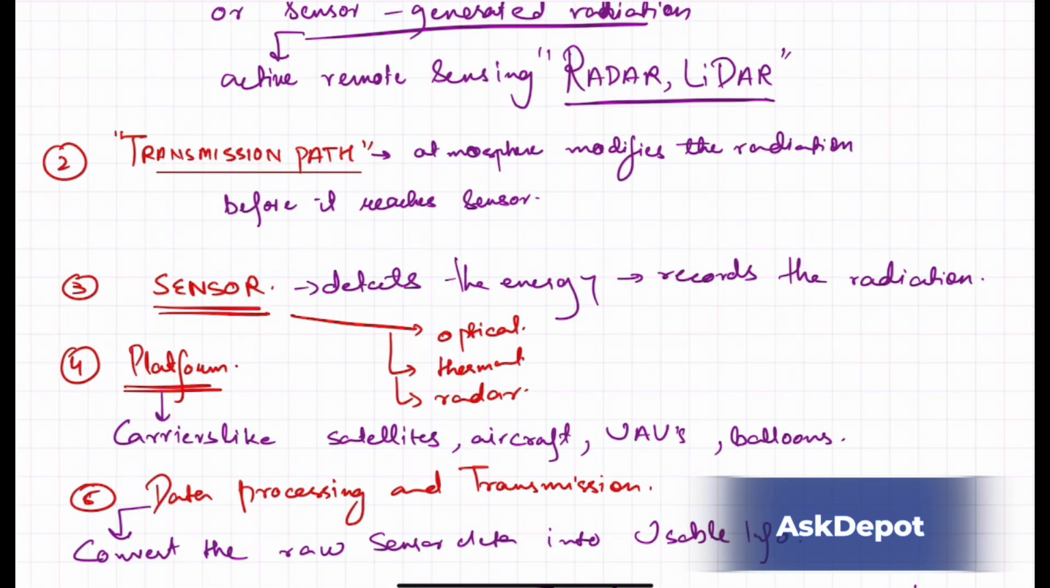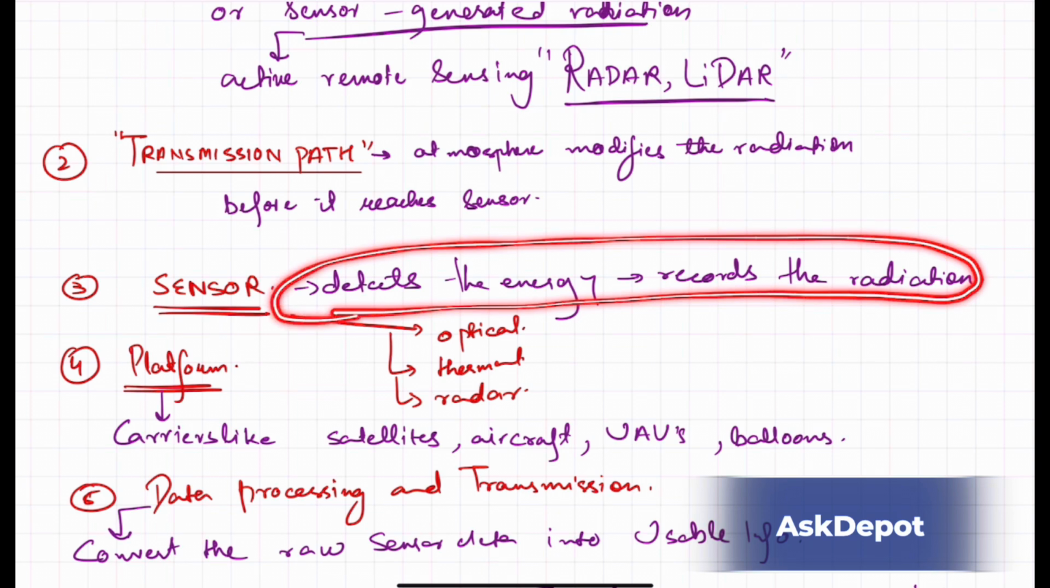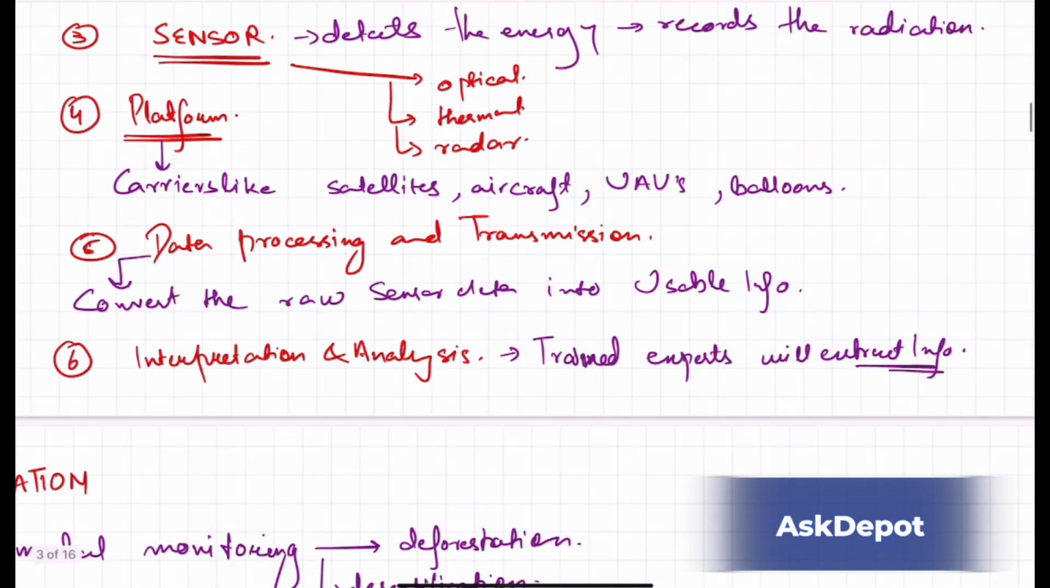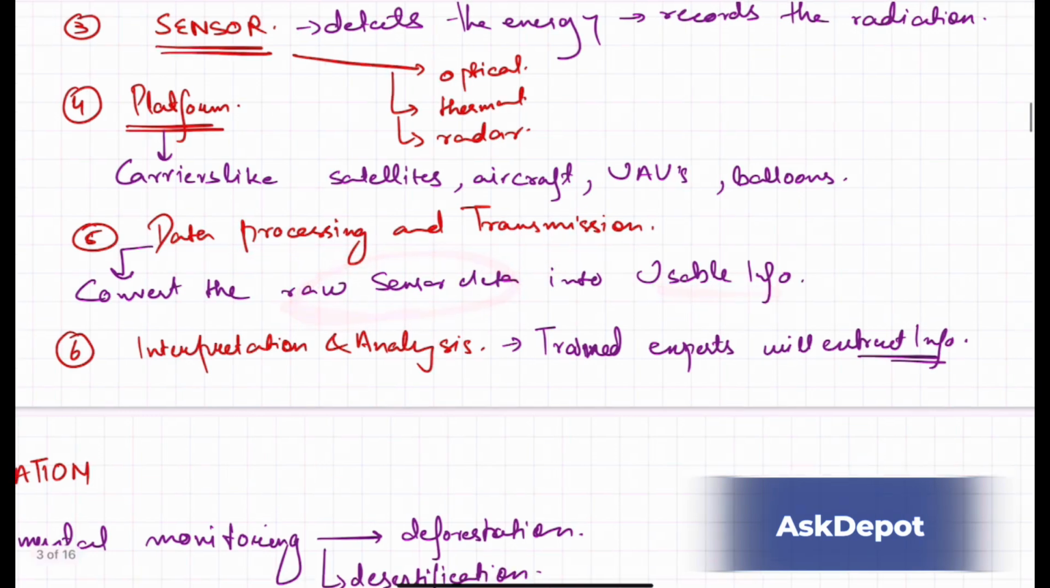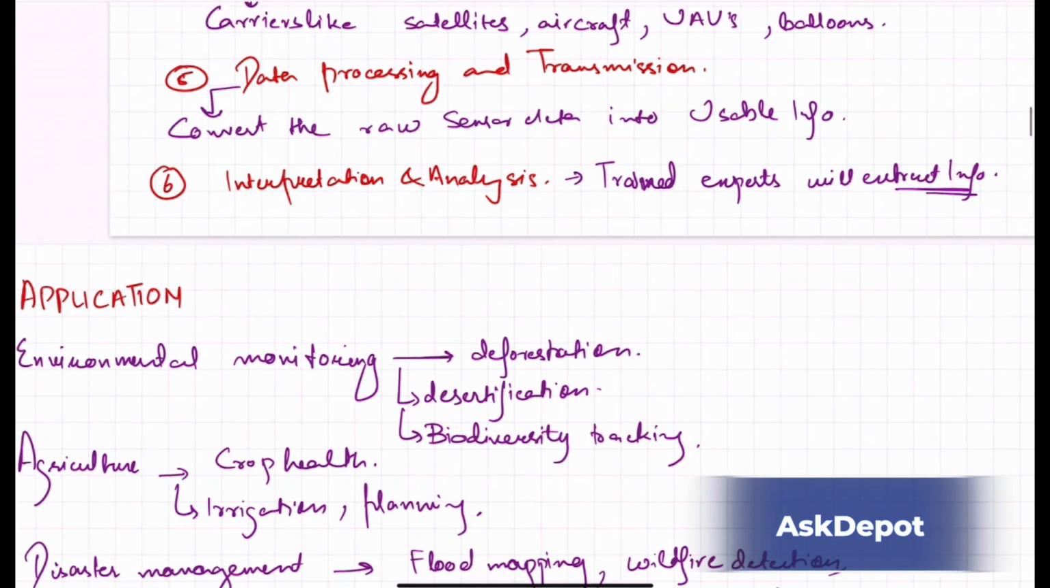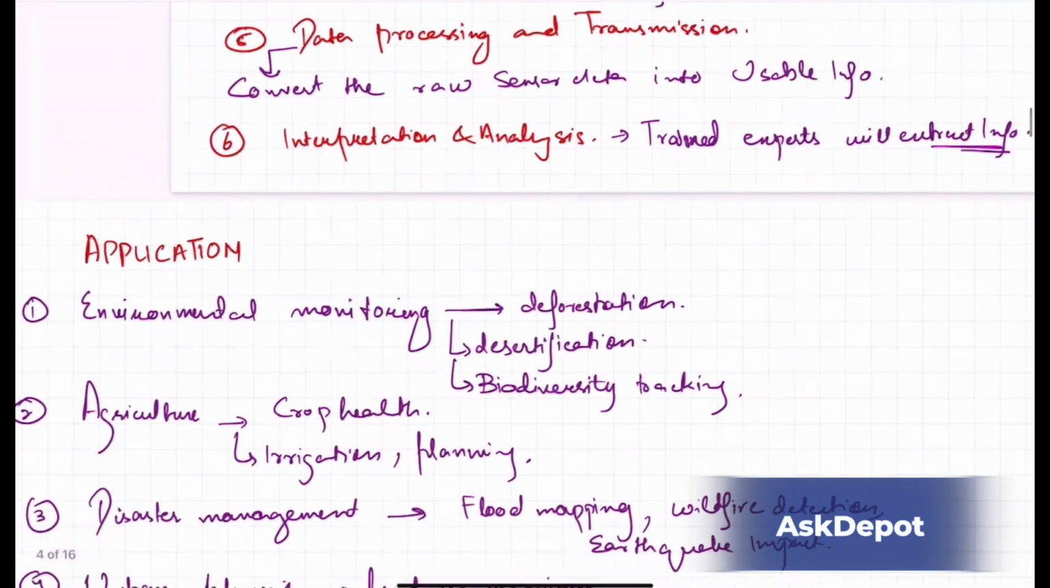There will be sensors which can be optical, thermal, radar, and they will detect and record the radiation coming from the transmission path. There will be a platform that carries the sensor, such as a satellite, aircraft, UAV or balloons, and then there will be data processing and transmission. It will convert the raw sensory data into useful information. Later on, there will be interpretation and analysis. There will be trained experts who will observe it.